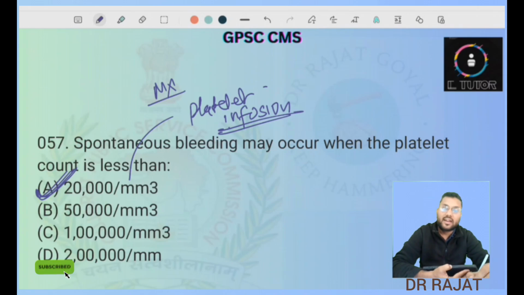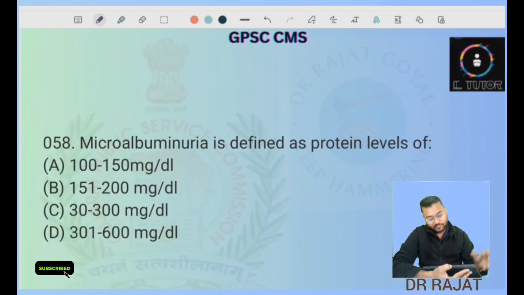If we talk about dengue, then dengue is considered when there is a decrease in platelets from 1.5 lakh. But the serious situation of dengue is considered only when the platelets decrease to less than 20,000 per mm cube, after which platelet infusion is necessary.